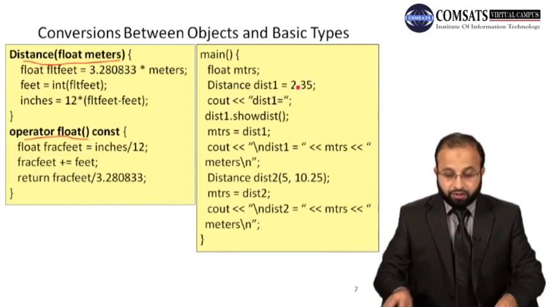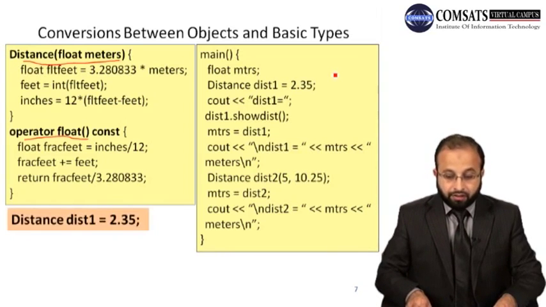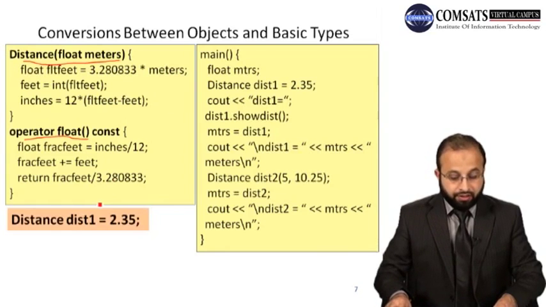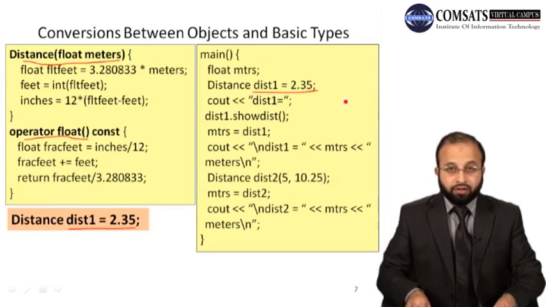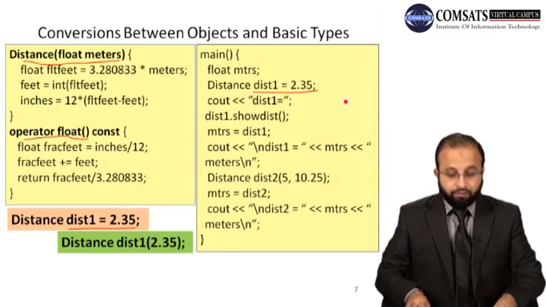So this is the main function, and in the main function the second statement is we are creating a distance object, right? एक distance का object बना रहे हैं हम यहाँ पर, that is this statement, and we are assigning the value 2.35 to a dest1 object. Now here we are assigning a floating point value to a dest1 object. Now this statement is same like if we write it like this.